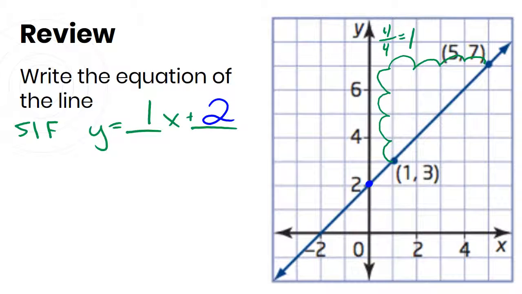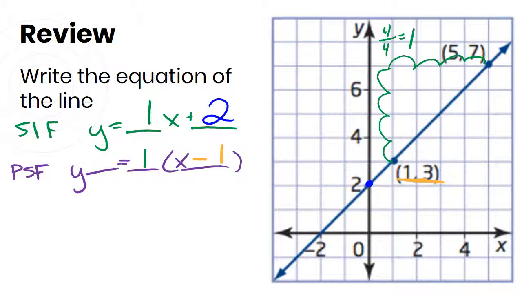But let's say you wanted to do point slope form. Point slope form is y minus a value, x minus a value, and a slope. Well, guess what? My slope is still 1, but now I could use any point. Let's say I want to use 1, 3. That would be a minus 1 for my x value and a minus 3 for my y value, x, y.